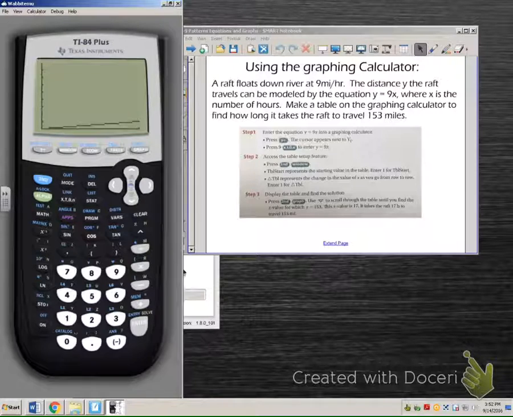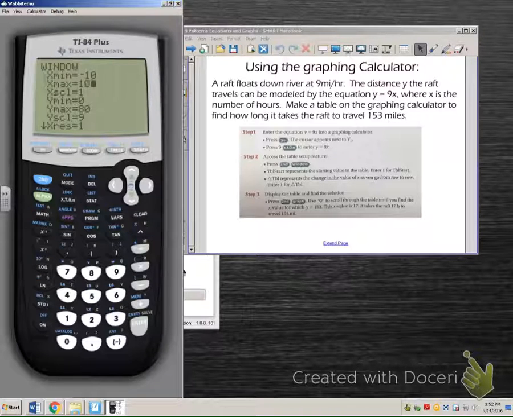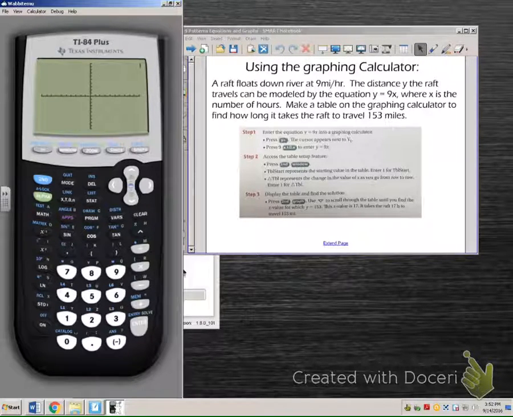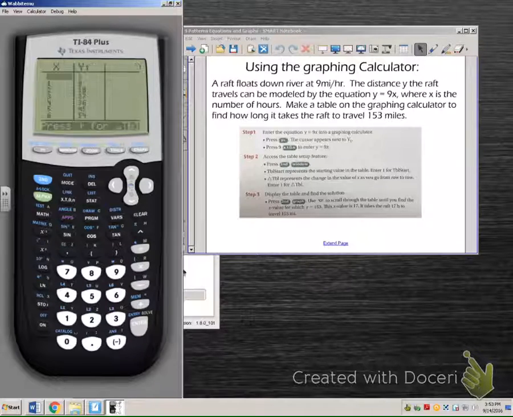There's another feature that I really want to show you. Let's go back to our window of -10, 10, 1, -10, 10, and 1. Go back to our graph, and then there's this other thing. If you look above the graph, there's this blue word, table. So in order to access that table feature, I have to hit the blue second key and then hit that graph button. And it gives me a table of values.